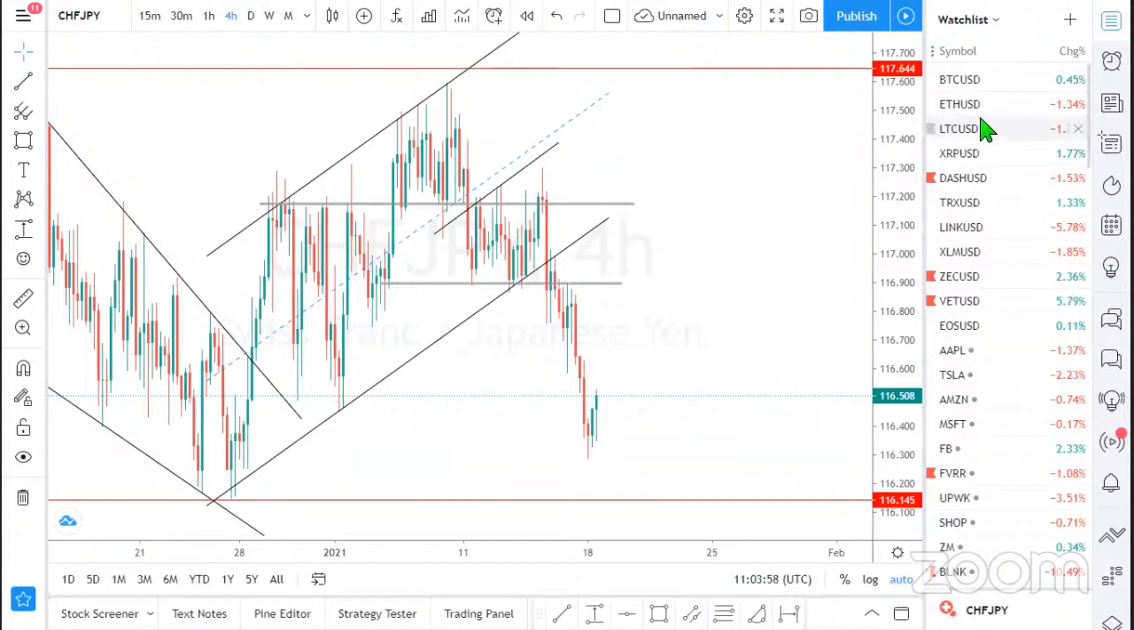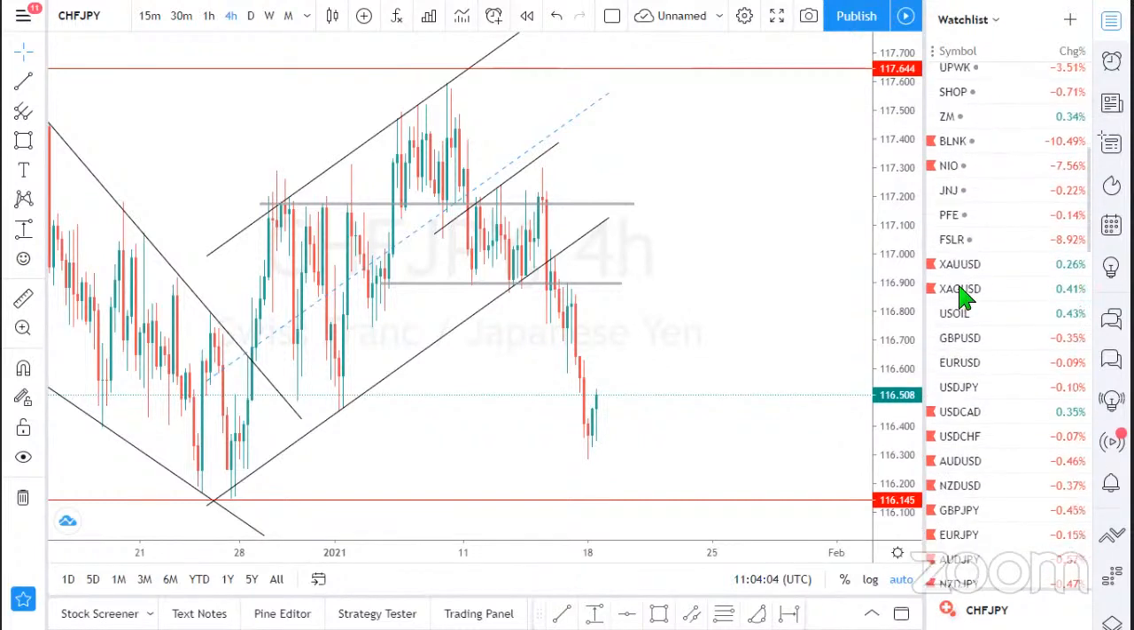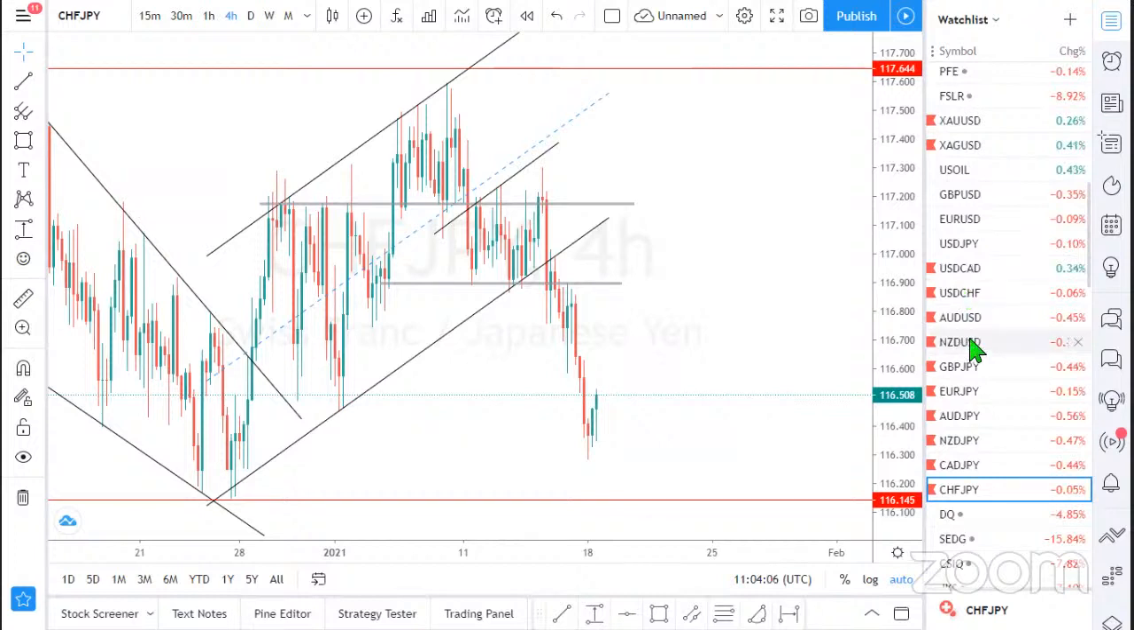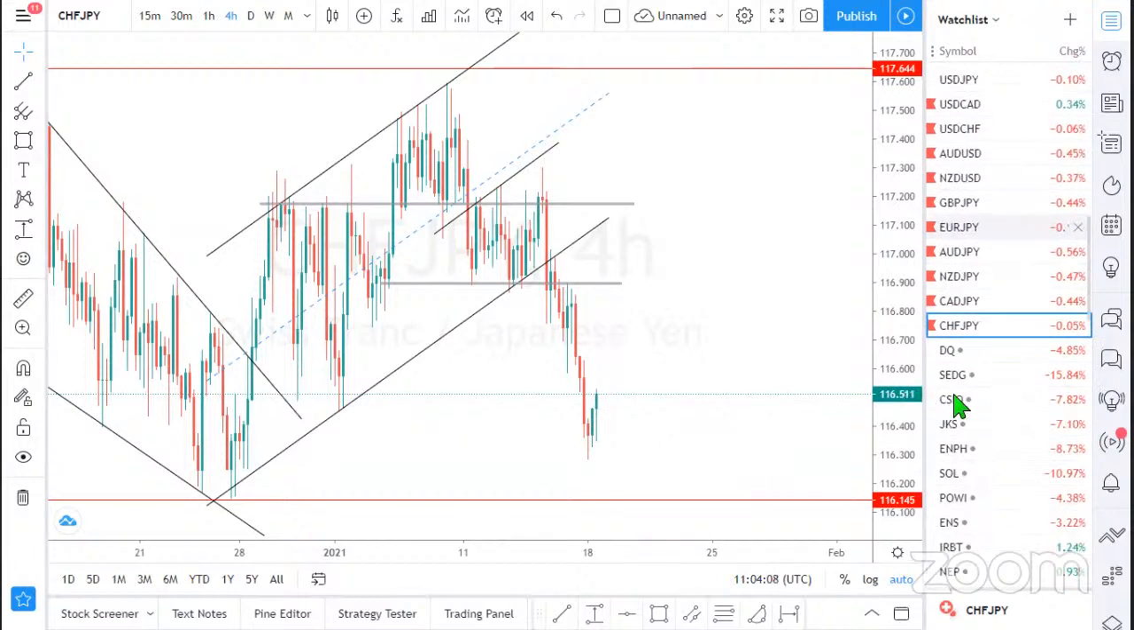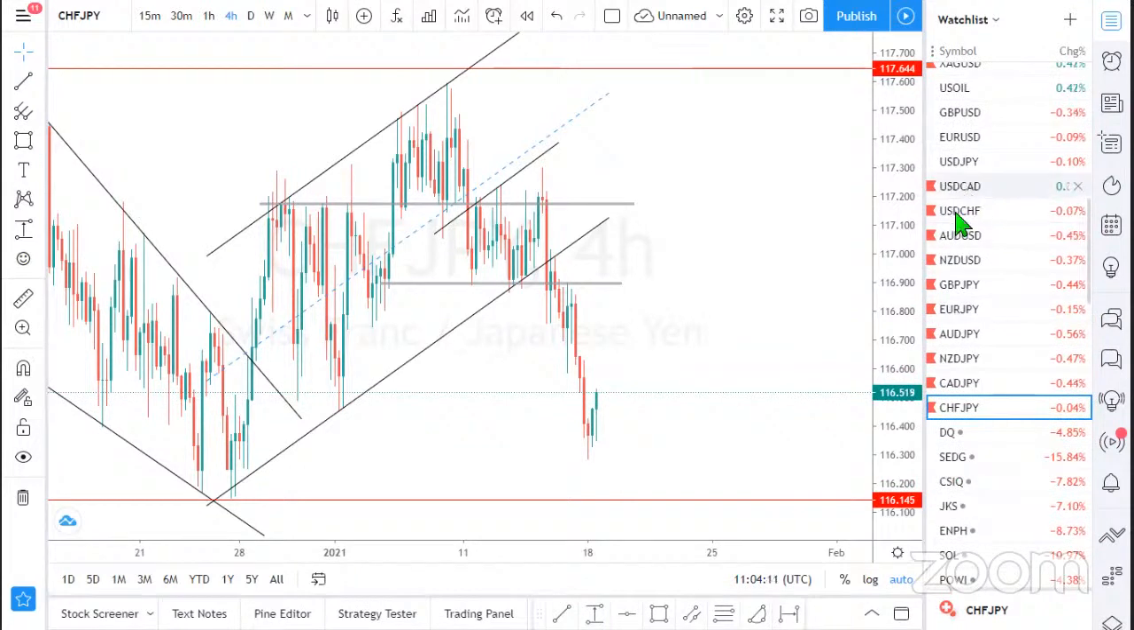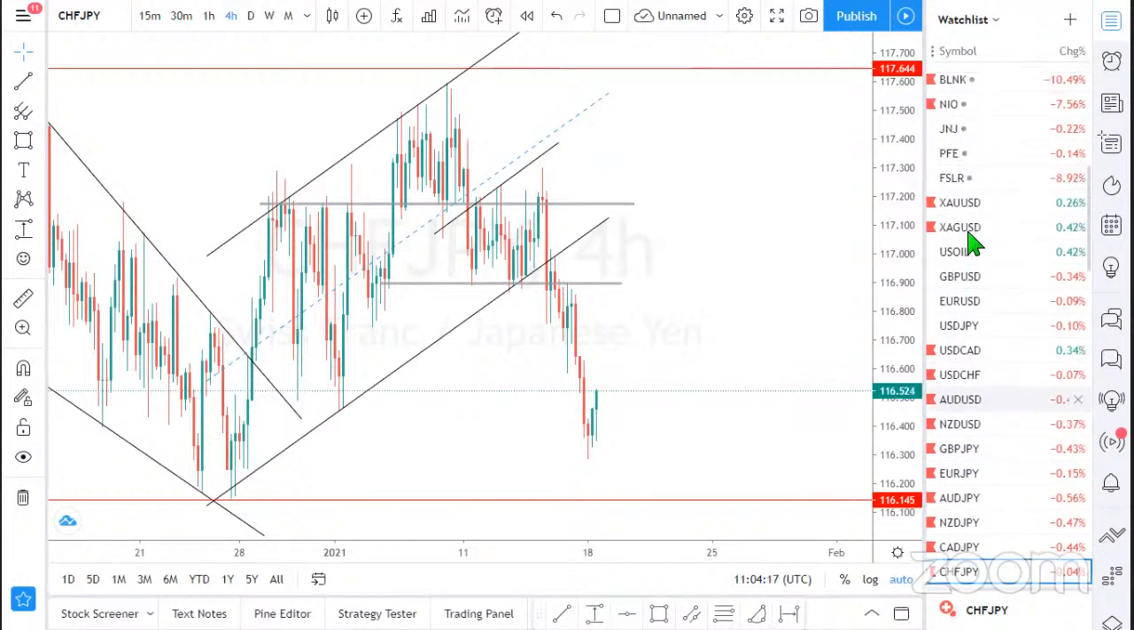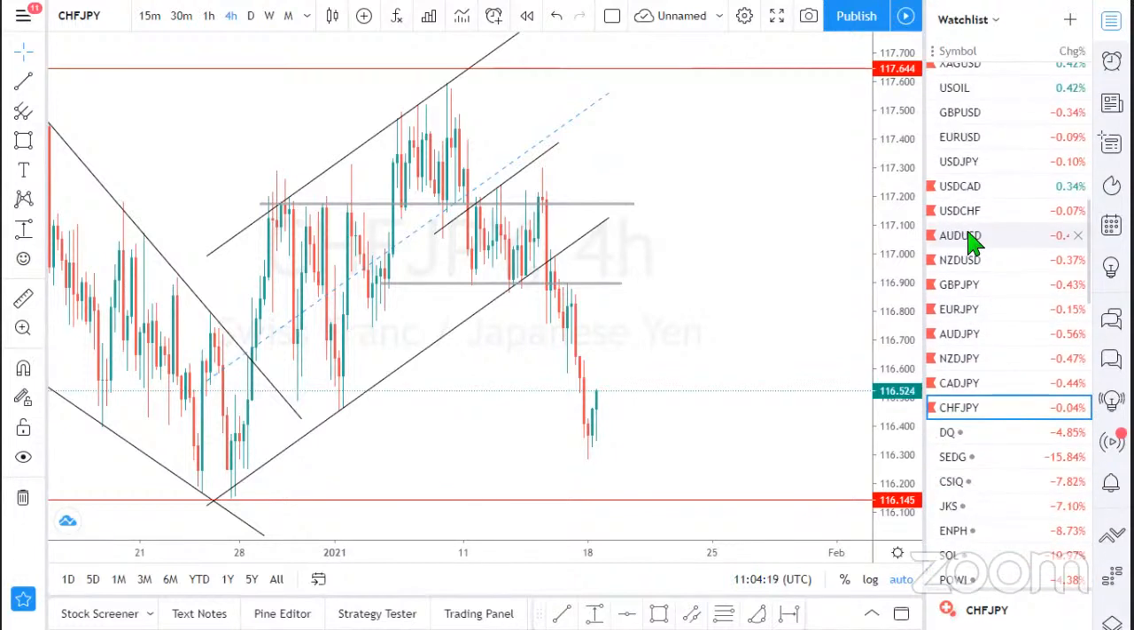So I've got a lot of currency pairs right here on my watch list, from the crypto market to the foreign exchange currencies. The ones marked or tagged with red icons signify the currency pairs I am watching. This is based on today, Monday, 18th January 2021.